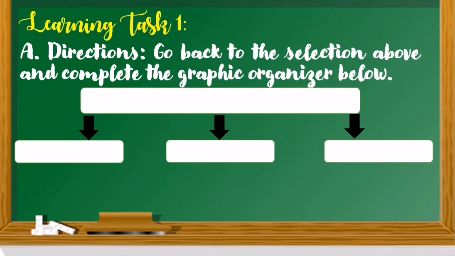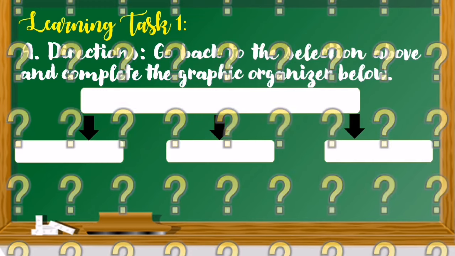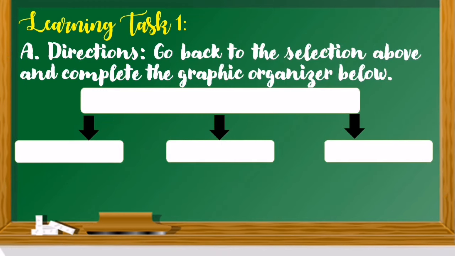Okay, another learning task, learning task 1. Go back to the selection above and complete the graphic organizer below. So what do we mean by this? What are the types of the stars that were mentioned in the paragraph? So there are 3 types, the first, second, and third. And what is the title?